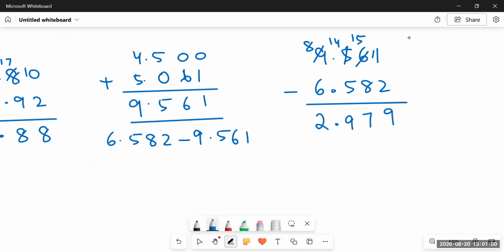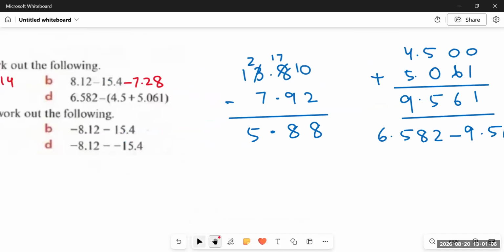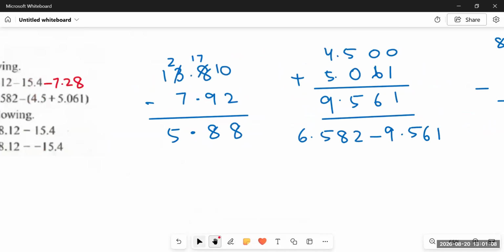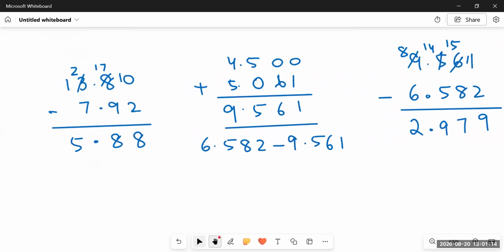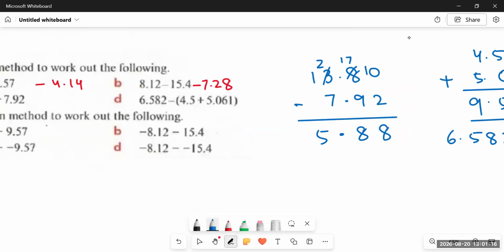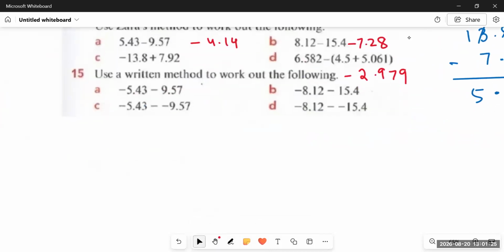Now we have to figure out which sign we are supposed to put, because we have got 6.582 minus 9.561, and we know that 9.561 is greater and it has a negative sign. So the final answer will be negative 2.979. So we are going to put it here as minus 2.979. You have to keep this in mind: if the greater number has a negative sign, the answer will be negative.